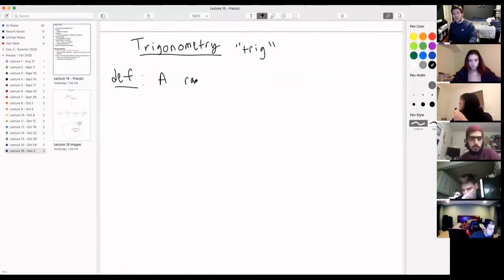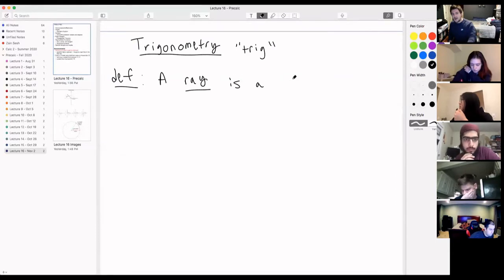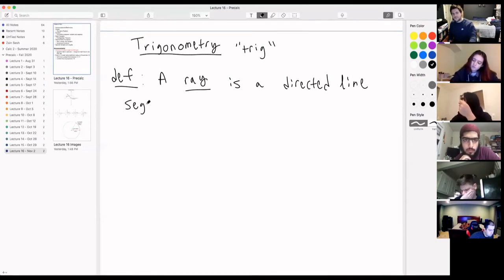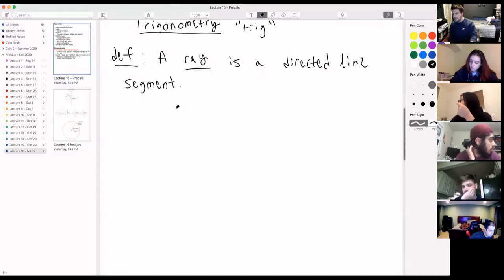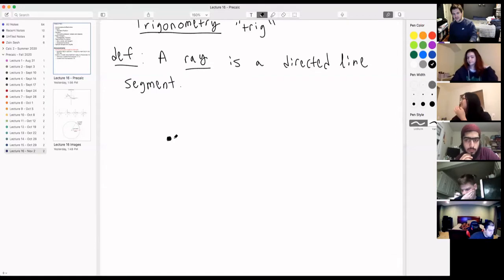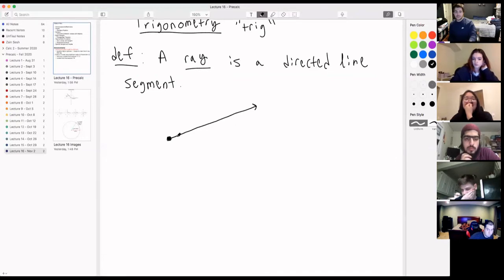So a ray, that's the thing we will define, is a directed line segment. Okay, and what does a ray look like? It's going to have a starting point, and then it's just going to be a line that starts at this point, coming out in some direction, and it's supposed to go forever. So this arrow indicates that it's going on forever.